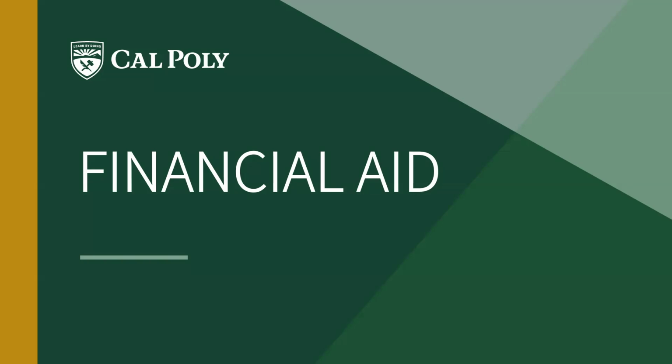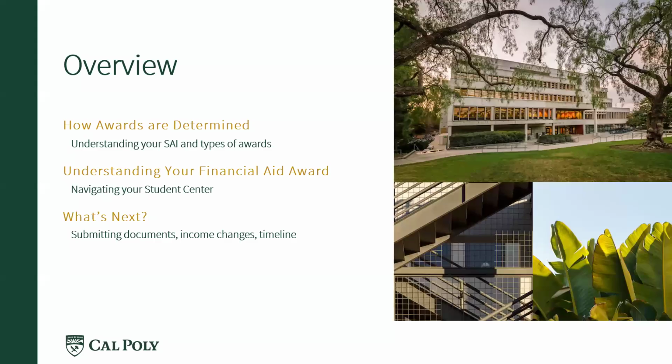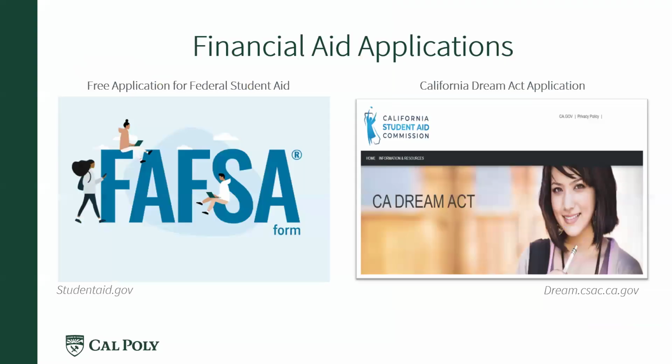Welcome to this financial aid presentation for the 2025-2026 academic year. In this presentation, we will review how aid is determined, where to find and how to read your financial aid award, and go over next steps to ensure a timely disbursement of your financial aid at the start of the year. The majority of Cal Poly financial aid starts with one of two applications.